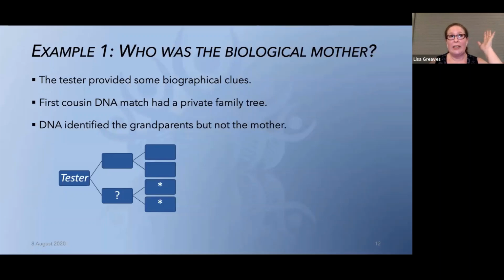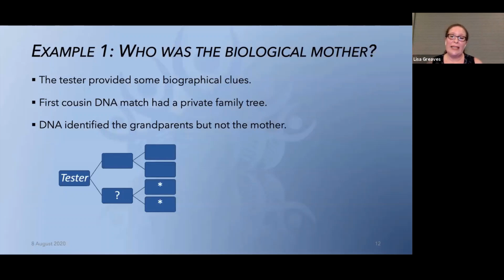The tester had some first cousin DNA matches. You can't tell by looking at your DNA matches which ones are going to be paternal and which ones are going to be maternal. So if you're an adoptee, that's one question you have to work at: how do I separate them? And then you still don't know after you've separated them which is the paternal or the maternal. There's nothing in the DNA that identifies that.